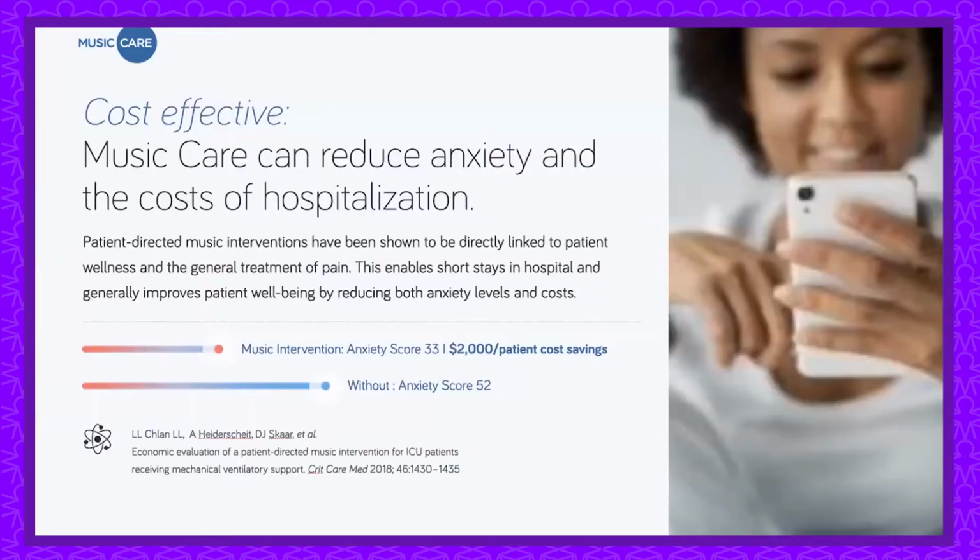There is a financial component as well. This is with a colleague of ours. This study wasn't a Music Care particular study, but it showed that music intervention can reduce the cost of hospitalization. If you think about it, there's a logic to it. The patient is doing better, with less anxiety and less pain. He is in the hospital less, therefore he requires less care, therefore it costs less. The actual figure based on this study is a $2,000 cost saving per patient versus a patient that's not using music intervention.